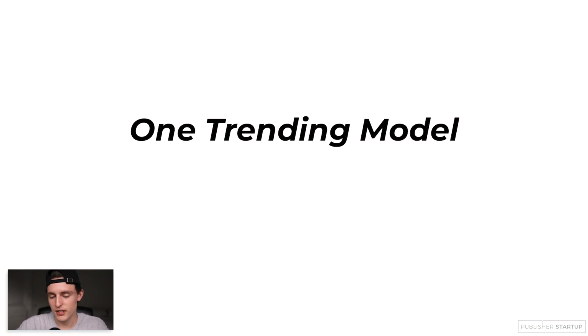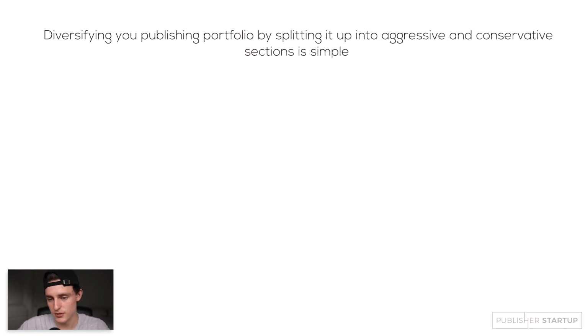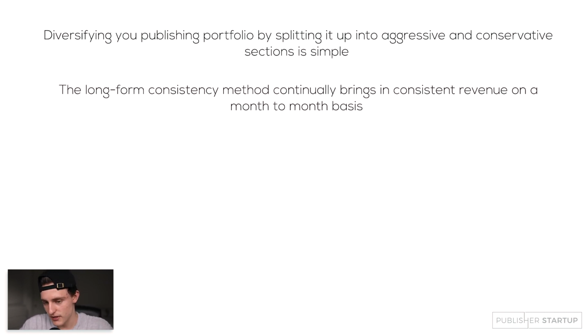So with all this in mind, we have one trending model, so the DIY trend assisted and the DIY complete. And then we have one steady model, so the long form consistency model books. So diversifying your publishing portfolio by splitting it up into aggressive and conservative sections is very simple. The long form consistency method continually brings in consistent revenue on a month-to-month basis.